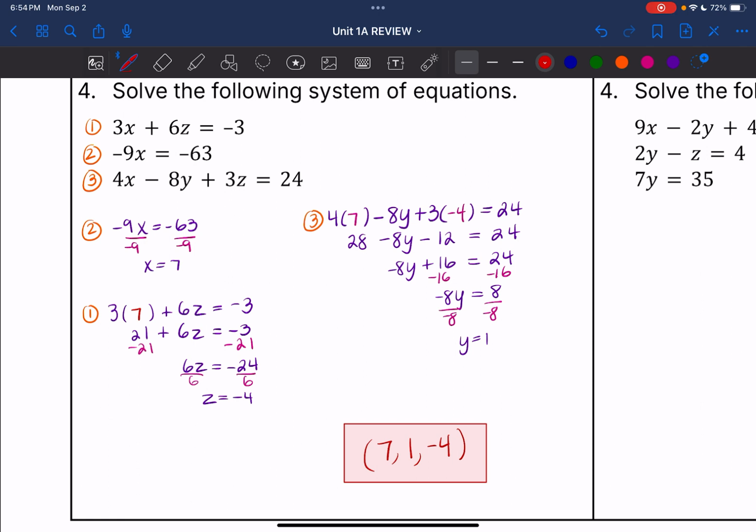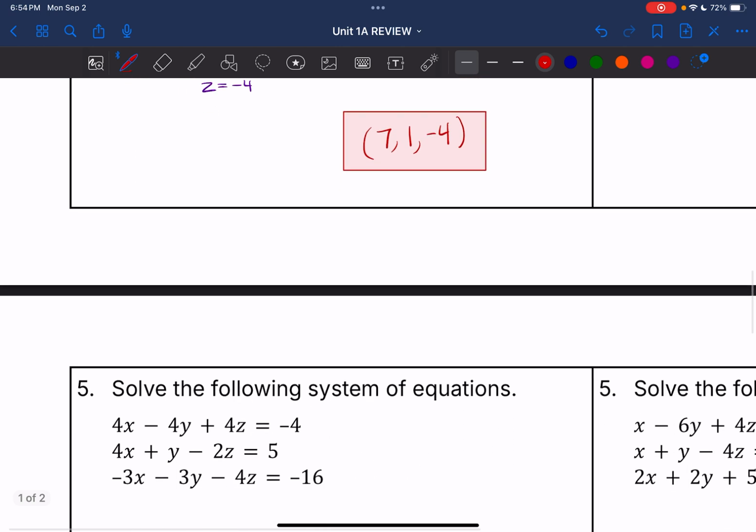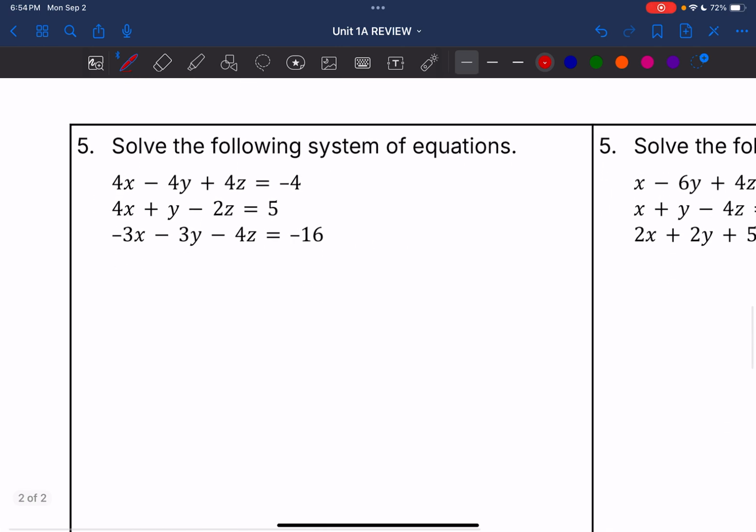Okay, number 5 is another 3-variable, 3-equation system, only this one is a little bit more work because notice that all three of the equations have all three of the variables. So in this case, we're going to have to use elimination. So I'm going to number my equations off just because I want to make sure we stay organized.